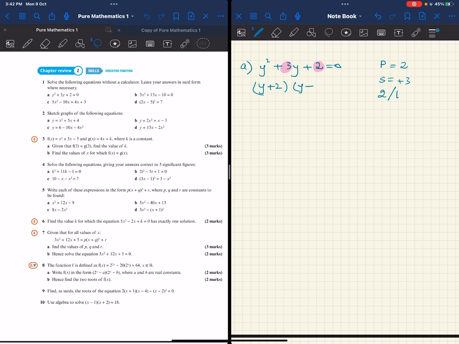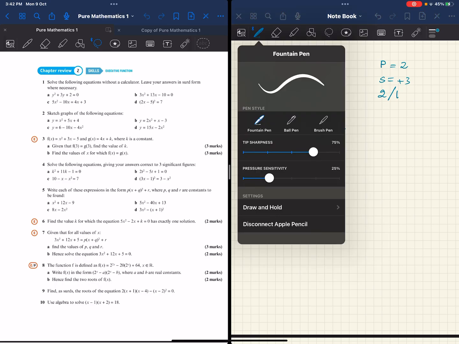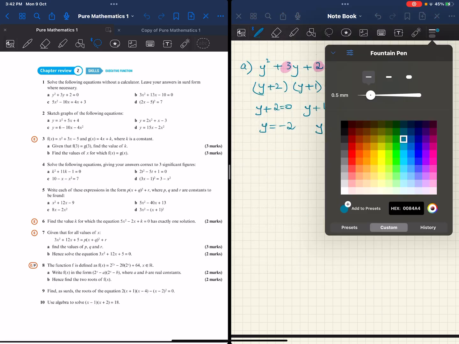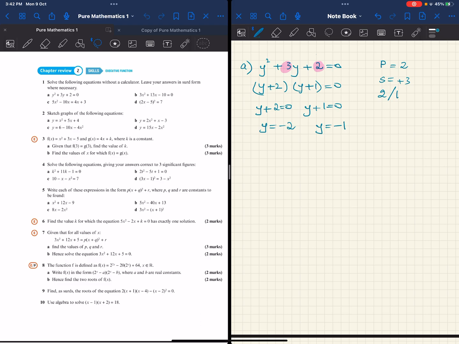into y plus 1 is equal to 0. Therefore, y plus 2 is equal to 0, y plus 1 is equal to 0. y is equal to negative 2 and y is equal to negative 1. That answers question A. Moving on to B.